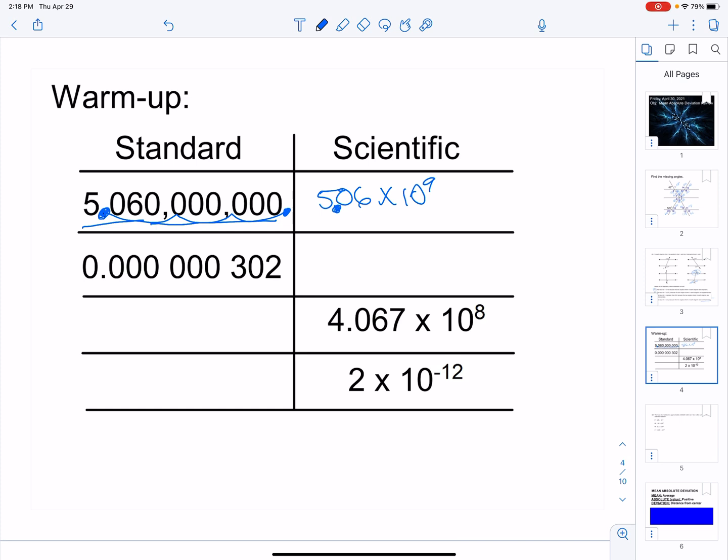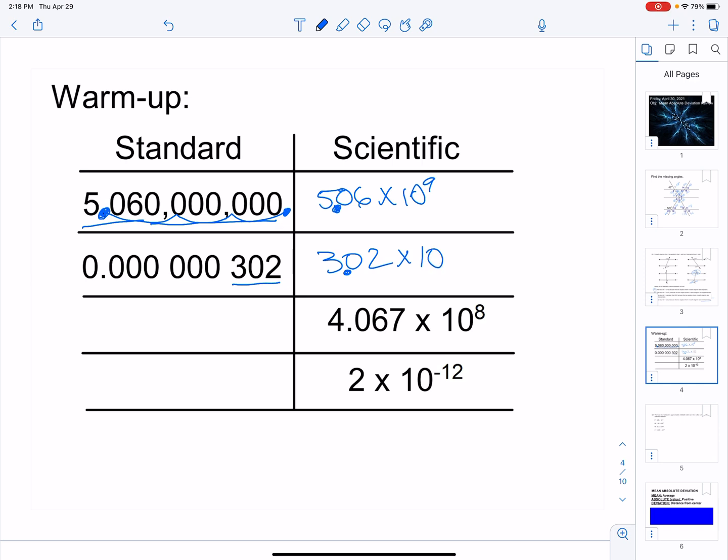Okay, the other one, there are, again, 3 significant digits, 3, 0, 2. Where do I need my decimal to go so that it's between 1 and 10? Right here, and then times 10. Now we look for the exponent.